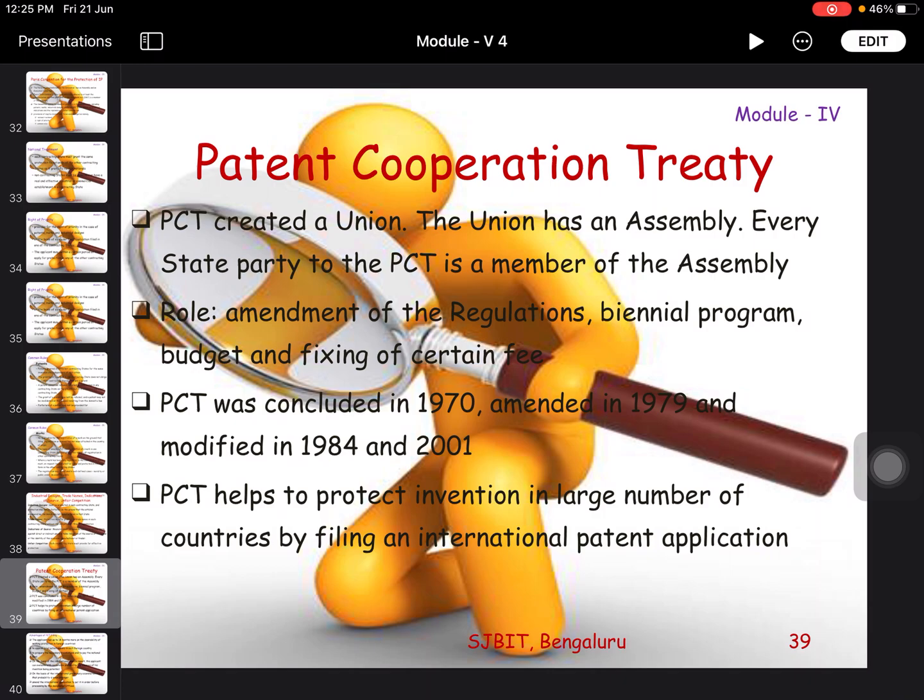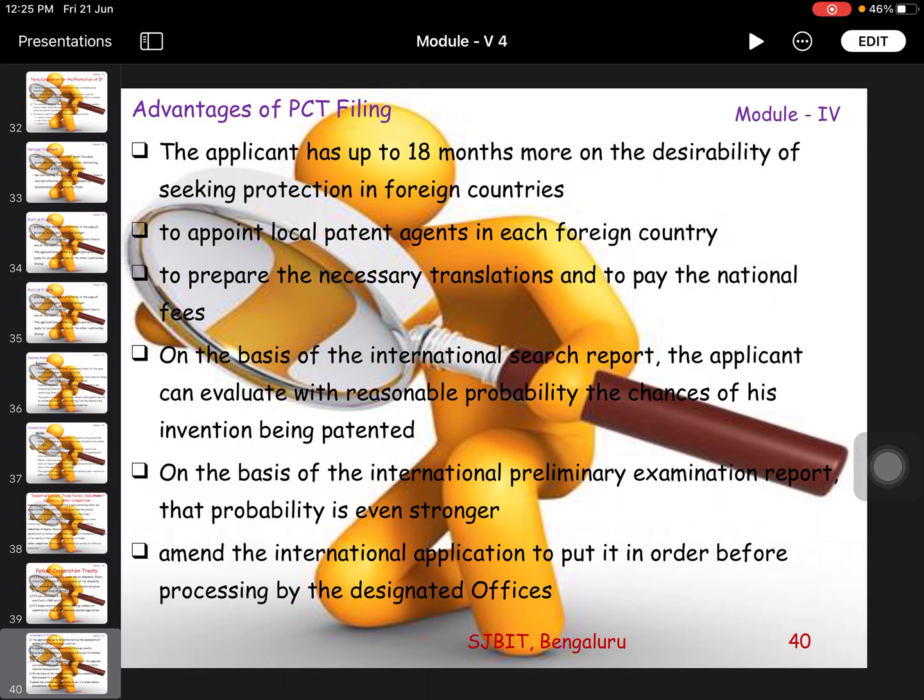The PCT helps to protect an invention in a large number of countries by filing an international patent application. The advantage is that the applicant has up to 18 months more to consider the desirability of seeking protection in foreign countries, to appoint local patent agents in each foreign country where it is required to be patented, to prepare the necessary translations and to pay the national fees.